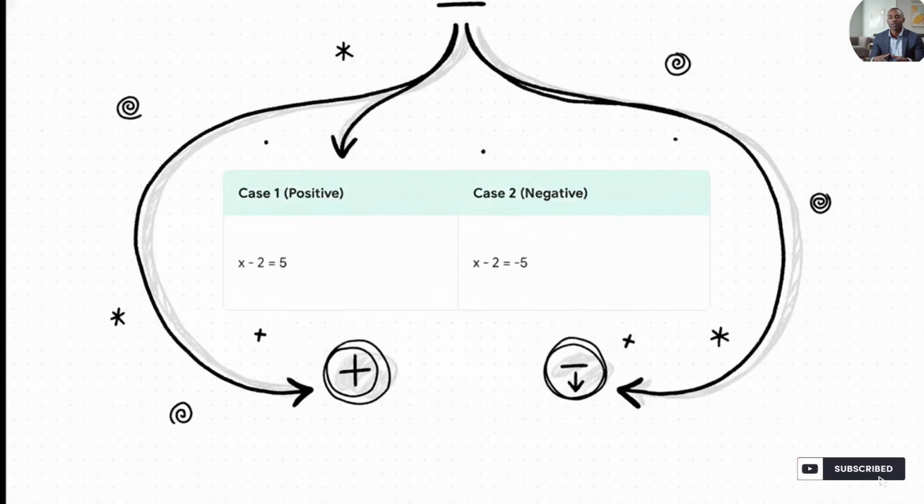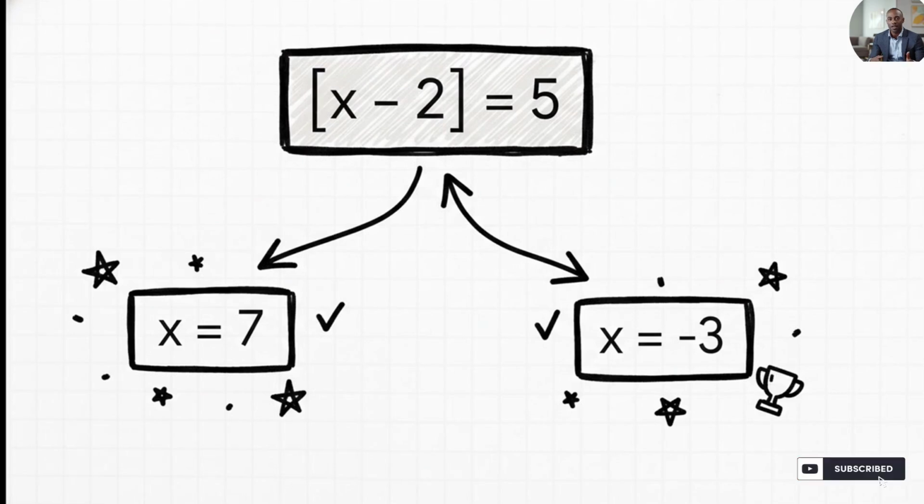And now that it's nice and clean, we do our split. The stuff inside the bars, that x minus 2, could be equal to +5, or it could be equal to -5. See? 2 clear paths to our answers. And now for the easy part. We just solve. For path 1, add 2 to both sides, and you get x equals 7. For path 2, add 2 to -5, and you get x equals -3. The ISS method took that monster problem and broke it down perfectly.